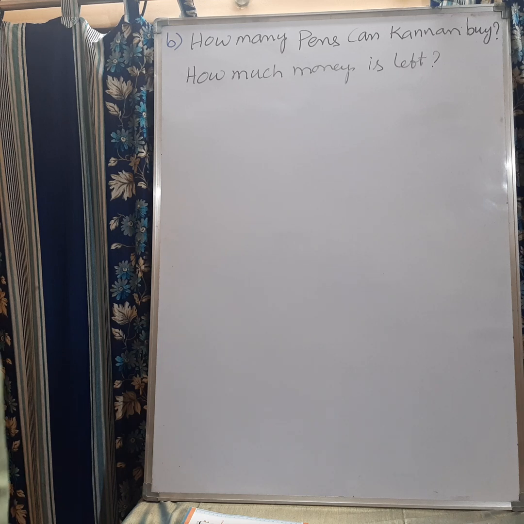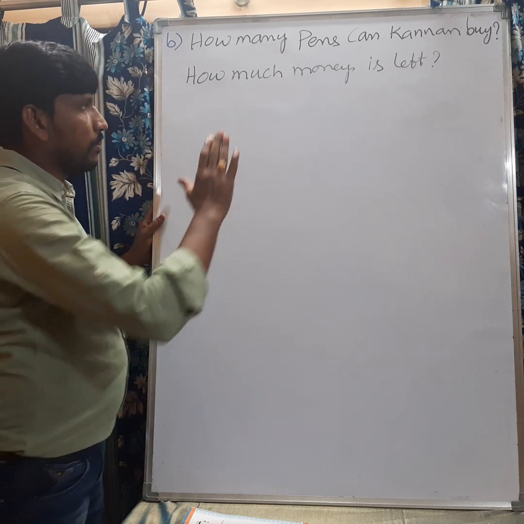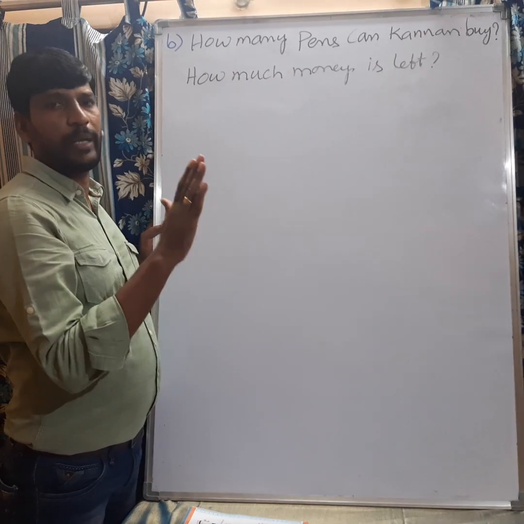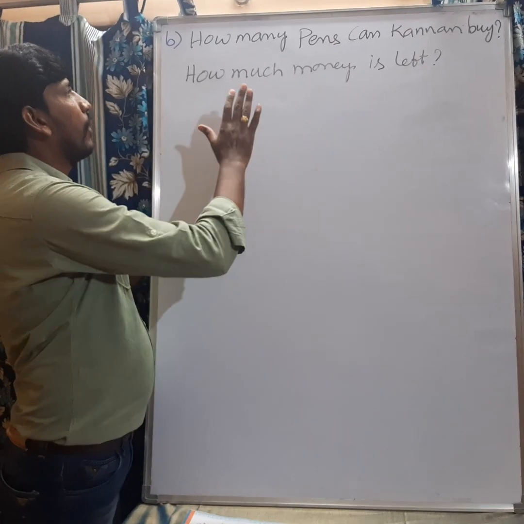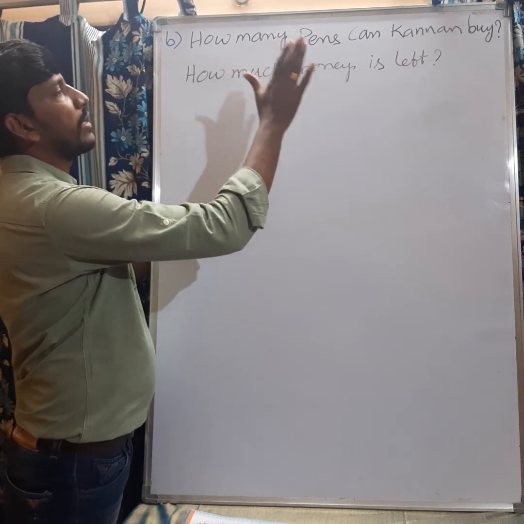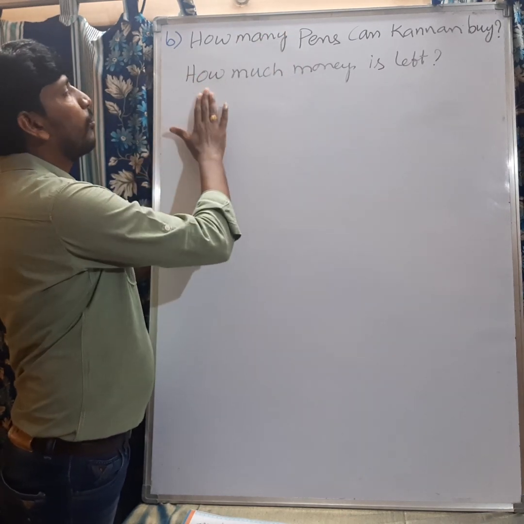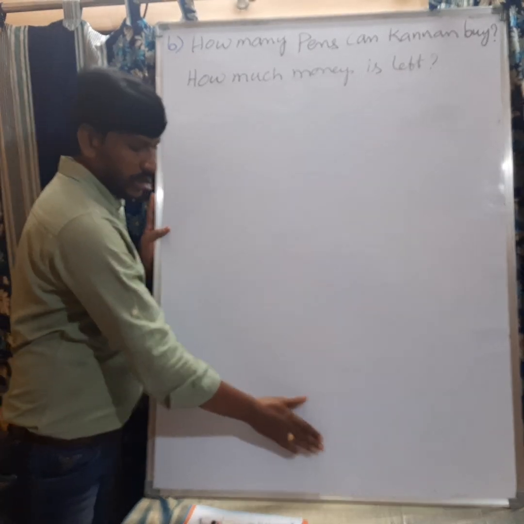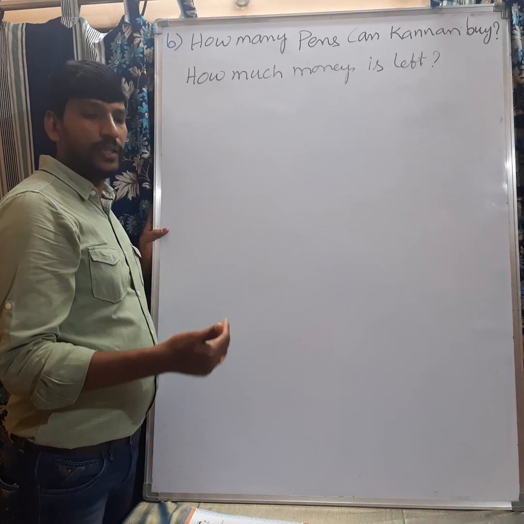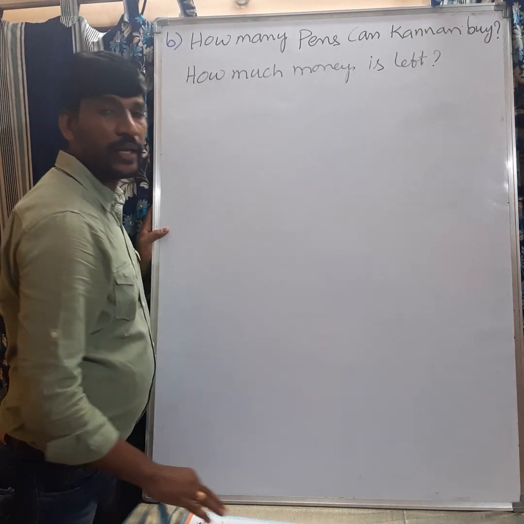Right, let us see this, children. The question, B bit in the same fifth question. A question is completed, that is the egg one. Now, how many pens can Kannan buy? How much money is left? Generally, in the previous part, after buying the eggs, how much amount was left with Kannan? 15 rupees. Now see the solution.